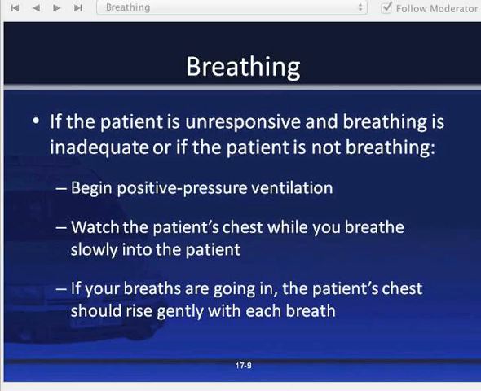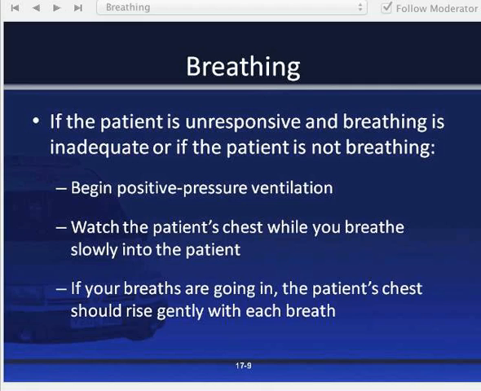If the patient is unresponsive and breathing is inadequate, or if the patient is not breathing, begin positive pressure ventilations utilizing a pocket mask. If they're not breathing, you're going to utilize a bag valve mask device.